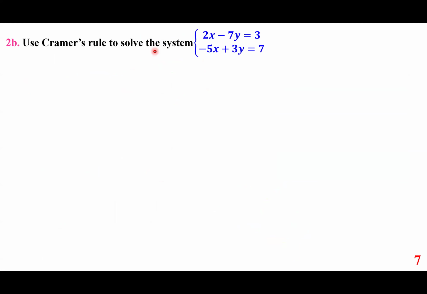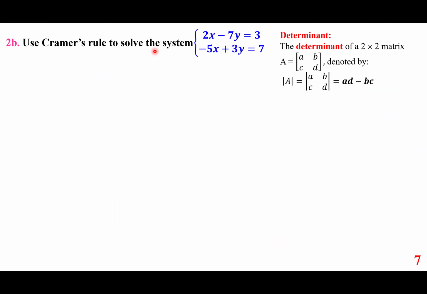Use Cramer's rule to solve the system. So we want to discuss a different methodology. What is Cramer's rule? We want to discuss determinants. What is a determinant? The determinant of a 2 by 2 matrix, if it's in the form of A, B, C, D, is their cross product. Okay, AD minus BC. This minus that. That's by definition. And the notation looks like an absolute value. This means the determinant of a 2 by 2, which is AD minus BC.